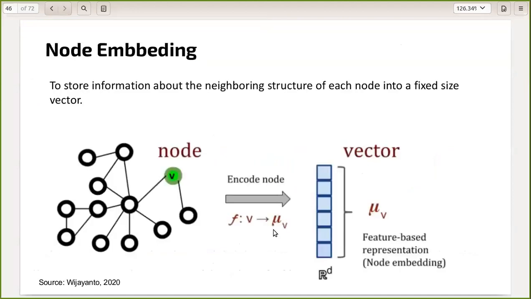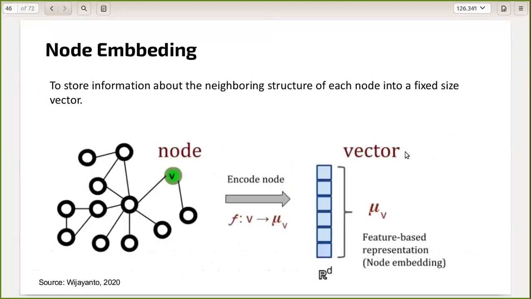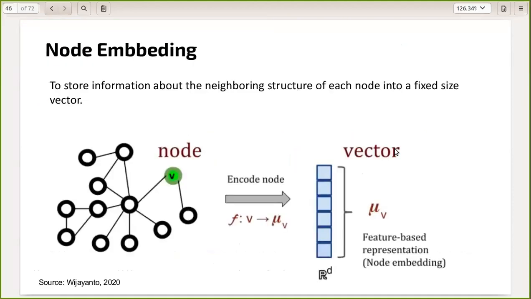So how do we represent which nodes should be selected? First, we should store the information about the neighbor structure, because you want to know that this node has this neighbor and this neighbor, and that node has these neighbors. So how do we store the neighbor information? We use node embedding. In node embedding, we store the information about the neighbor structure by an encoding function.